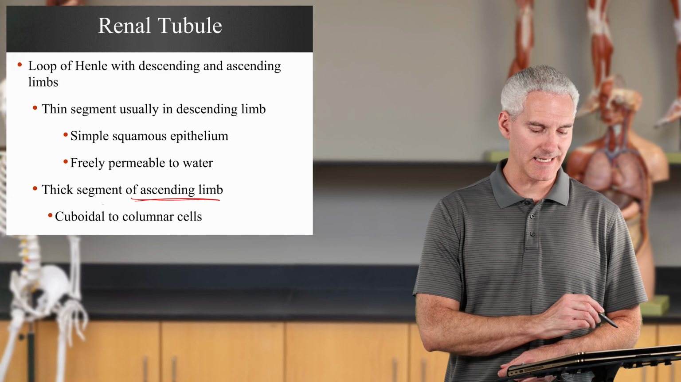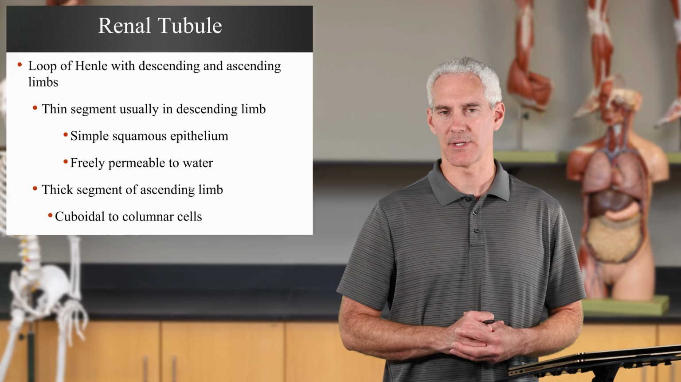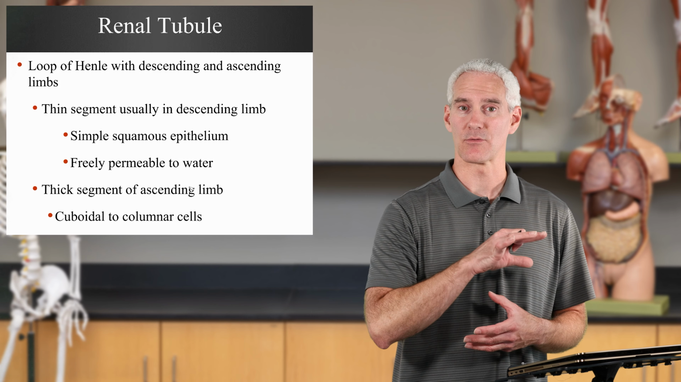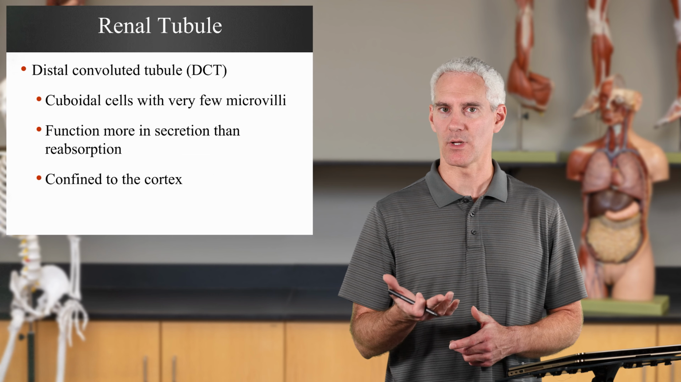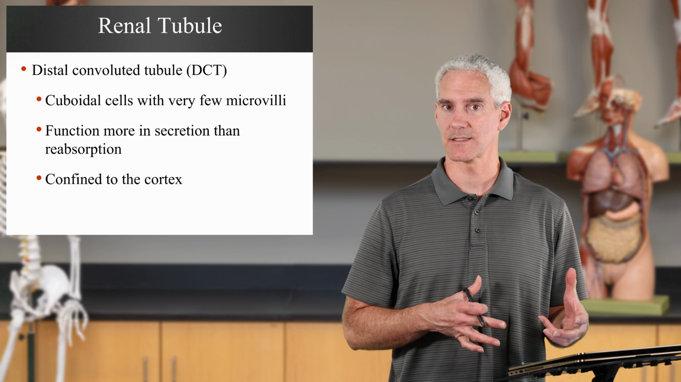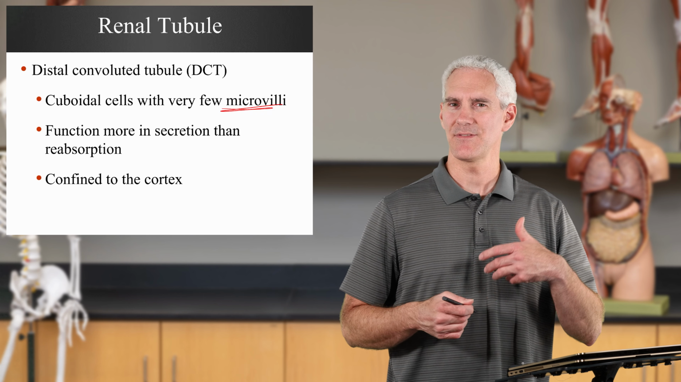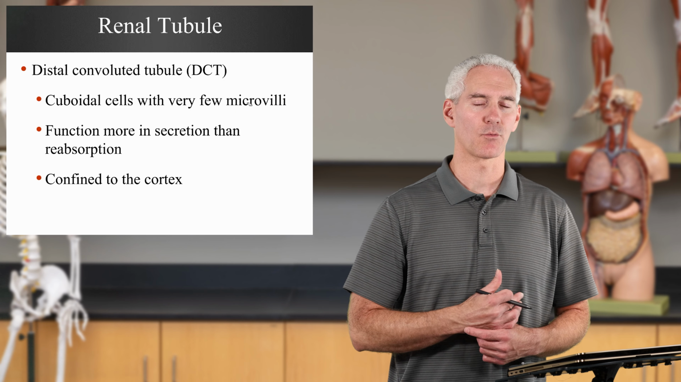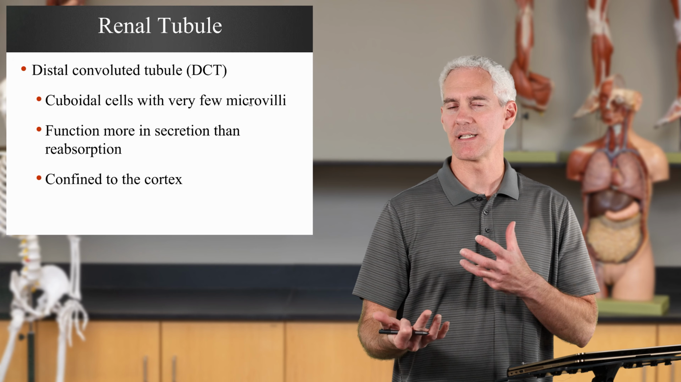The thick segment usually is in the ascending limb. Now this one, cuboidal, columnar cells, a little bit different structural setup here. We can still have some water, but it's not as freely permeable. Really, that descending limb is very permeable. Then we have the distal convoluted tubule. In the case of the distal convoluted tubule, again, we're confined to the cortex, so we're only up in the cortex. Now, there's not many microvilli here, so it's not having the same functionality. This one is more secretion-based than reabsorption. A little different thing we'll talk about more later, but it's more secretion instead of reabsorbing.